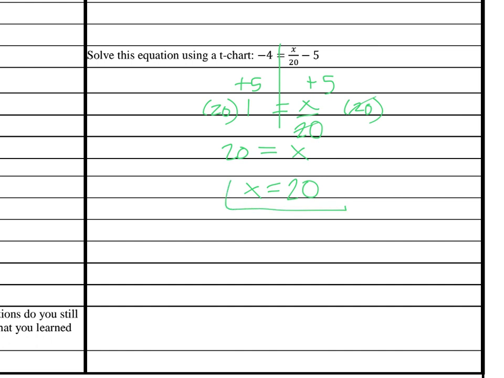Good idea to always check your answer to make sure that you are correct. If we plug this back in, we will get negative 4 equals negative 4, and so we know we are correct. And this concludes lesson 2.8b.